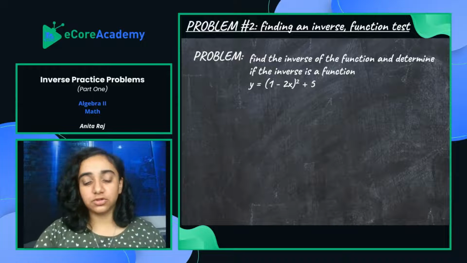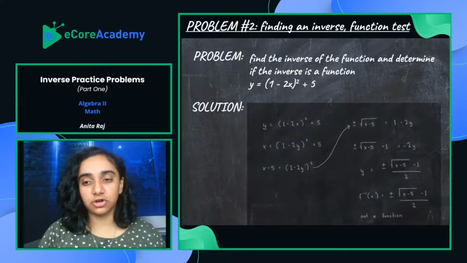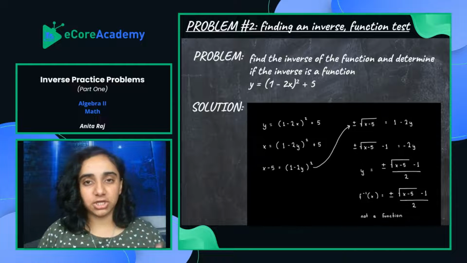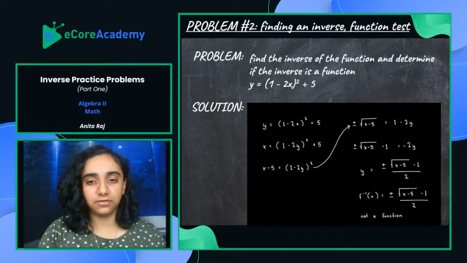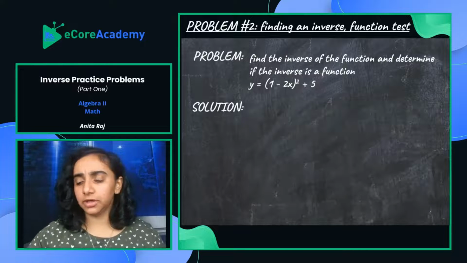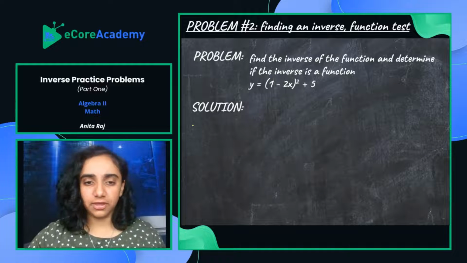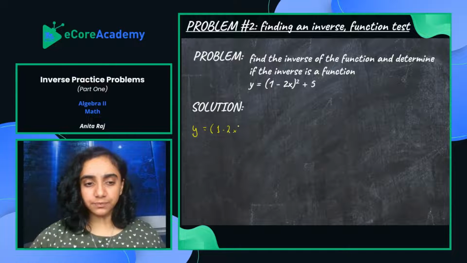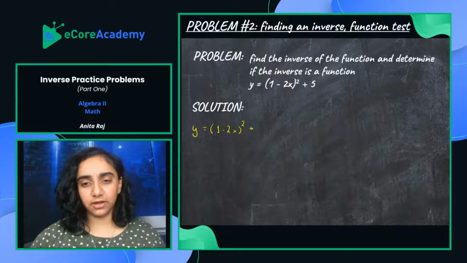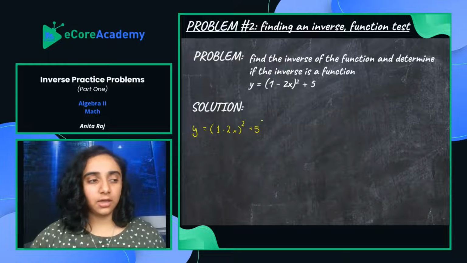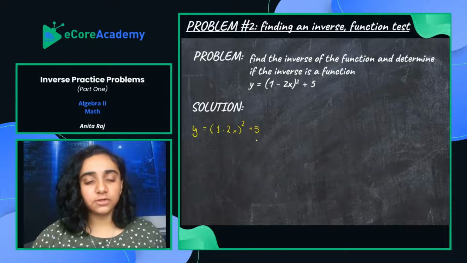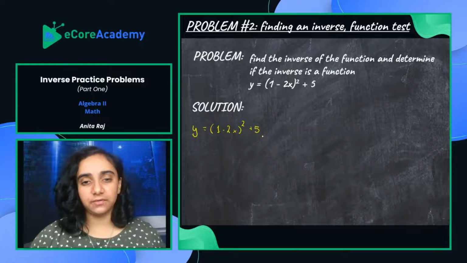Before I do that, I'll show you the solution already pre-written and we're going to work through this again. So as you can see, the answer is not a function, and then I'll tell you exactly why. So the first thing I'm going to do is rewrite the original function we were given, y equals 1 minus 2x squared plus 5. Again, it's a quadratic, but it's not written in a form that we've seen like vertex form or standard form, which is fine. We're just going to find the inverse from this.